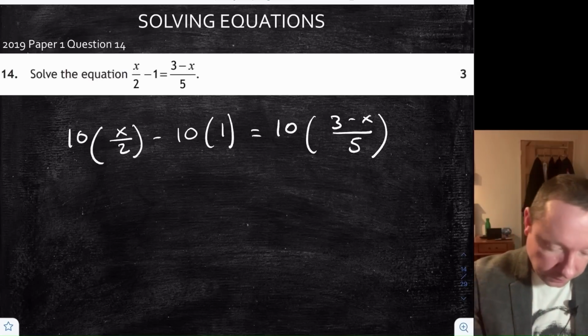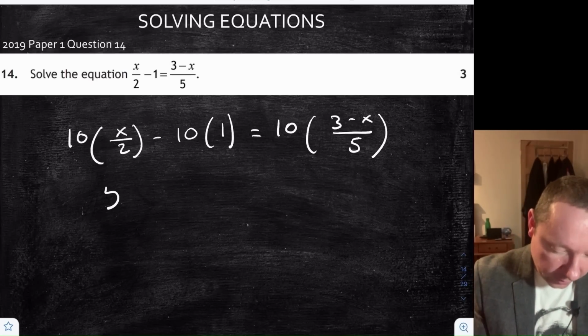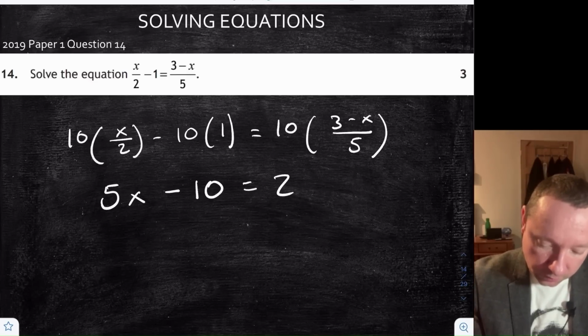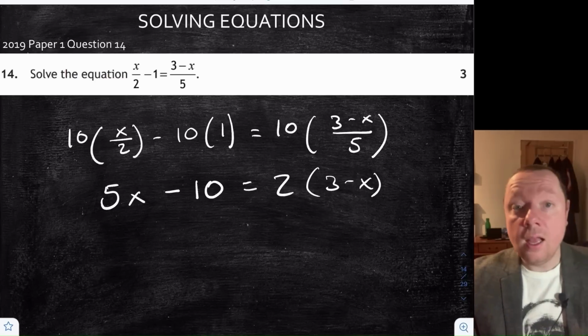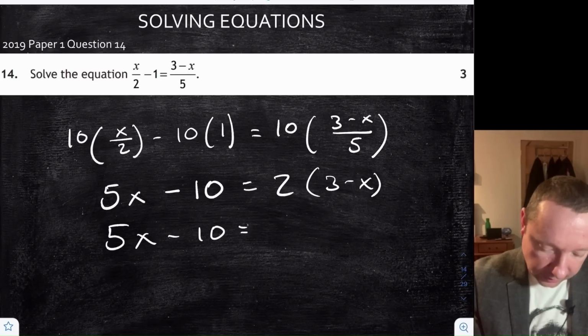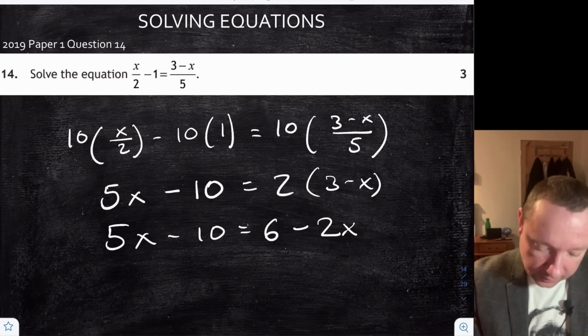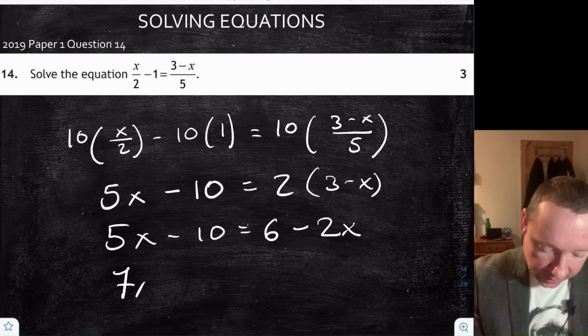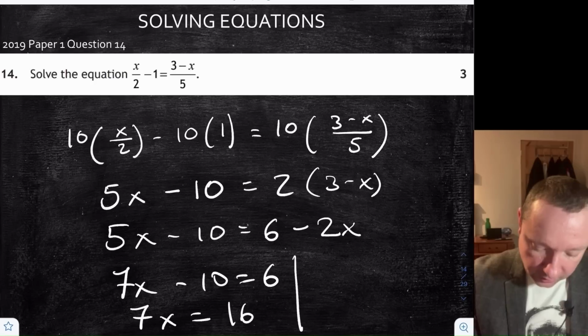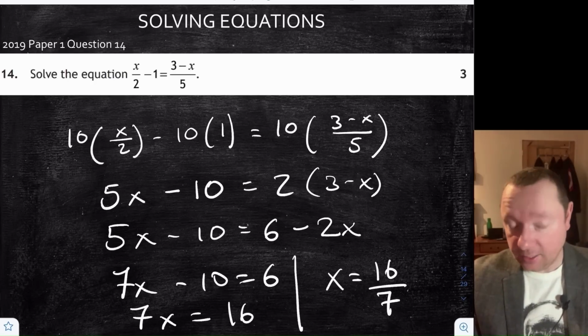Simplifying our fractions, we get 10 over 2 is 5, so that gives me 5x minus 10 equals 10 over 5 is 2. And now we can solve the equation as normal. 5x minus 10 is 6 minus 2x. Taking the x's over to the left, adding 2x gives us 7x minus 10 equals 6. So 7x equals 16. And therefore, final answer is x equals 16 over 7. Check that it's simplified. It is, so I'm done.